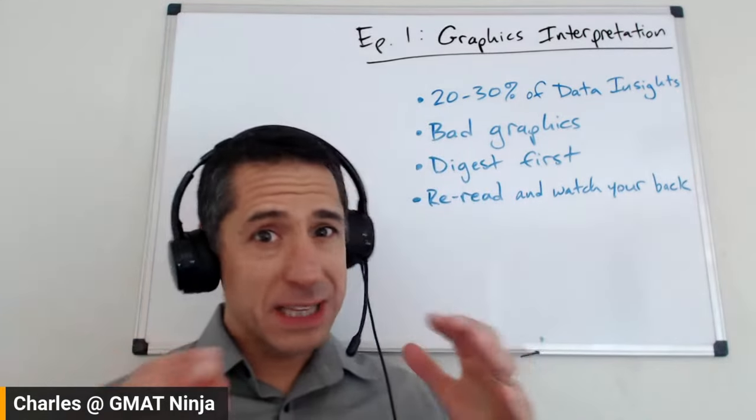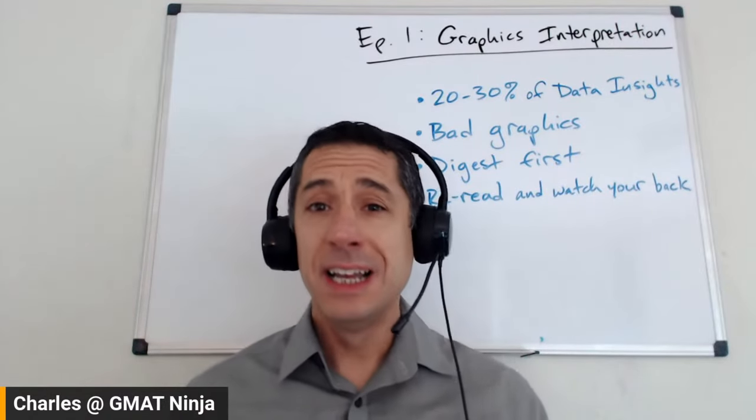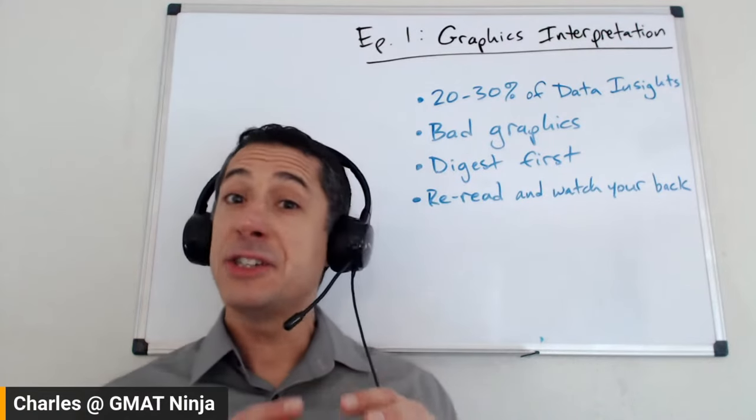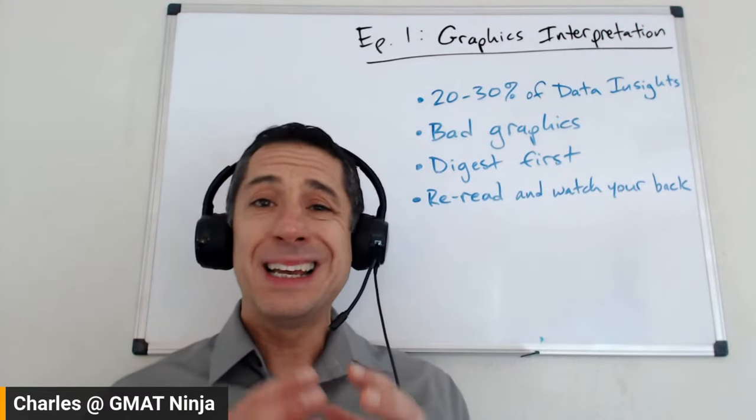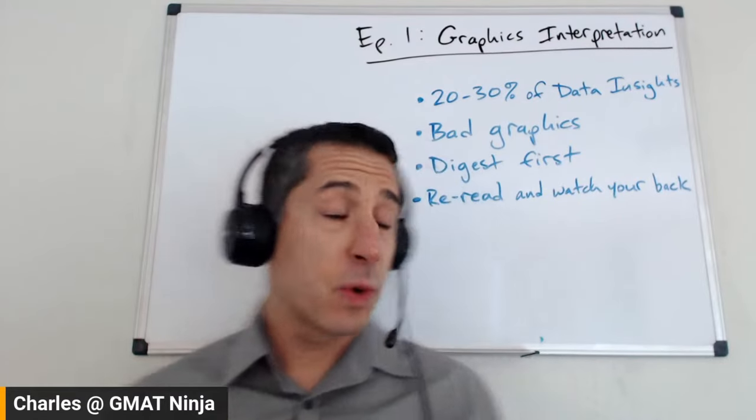So there's nothing you really need to learn. You know what a bar graph is. You know what a line graph is. You've seen graphs before. That's not the point. The GMAT's trying to test you on your real world data skills. Can you process graphs that look kind of like what you see in the real world? So that's what we're going after today.